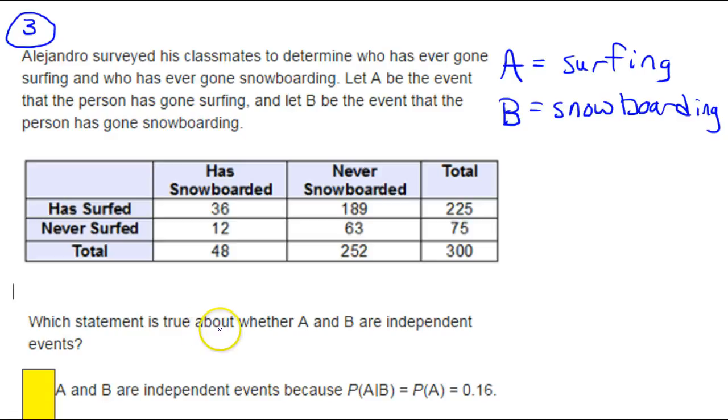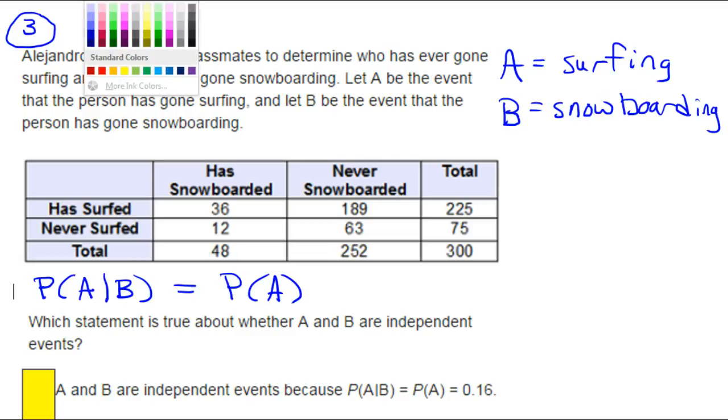Which statement is true about whether A and B are independent? All right, so again, here's the part that you basically have to memorize. If A and B are independent, then that means the probability of A given B has to equal the probability of A by itself. So we just need to calculate both of these and see if they're equal.